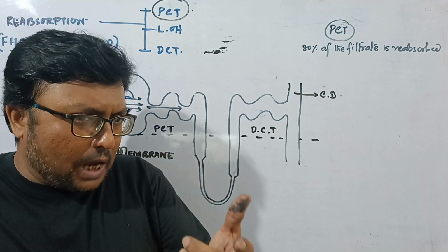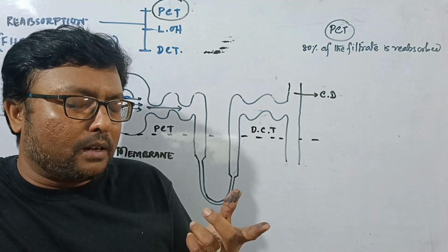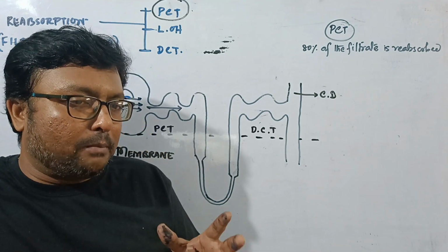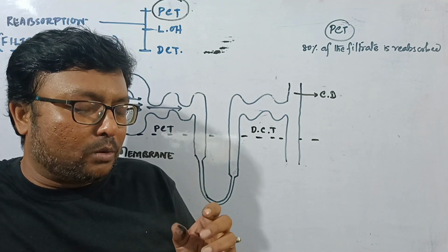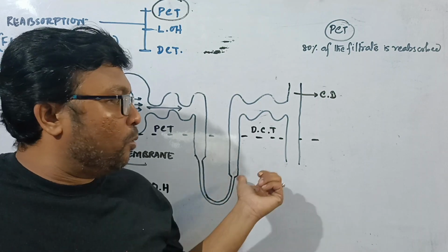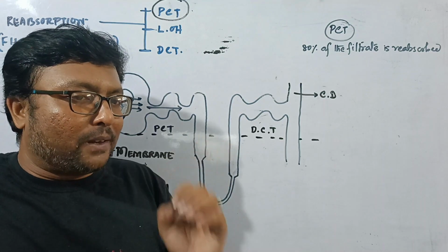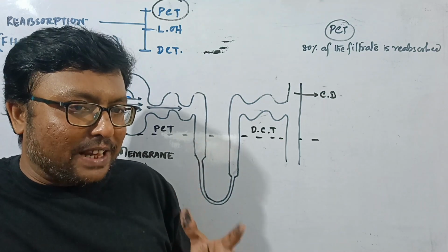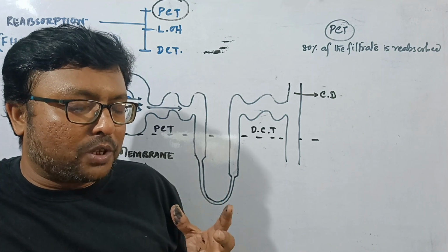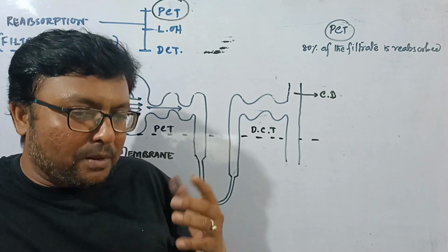First and foremost, the inner wall. We have discussed this in a previous class, you may remember. The inner wall of the PCT is lined with brush bordered cells, but brush bordered cells are not seen in the loop of Henle or the DCT. So due to the presence of these brush bordered cells, most of the reabsorption occurs within the PCT.